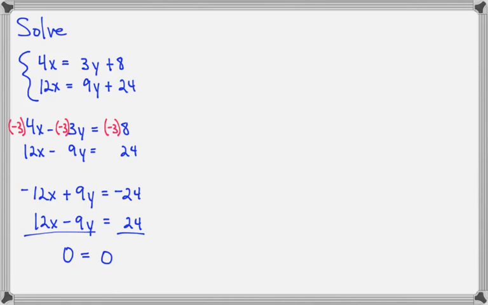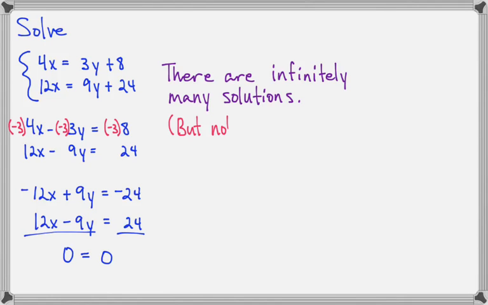Now since this is a true statement, I know that I don't have just parallel lines here. What I have is really two lines that have the same graph. So there is an infinite number of solutions. There are infinitely many solutions, but we can't say all real numbers.